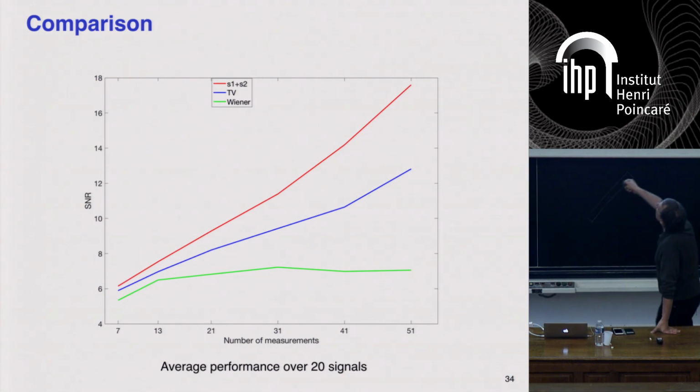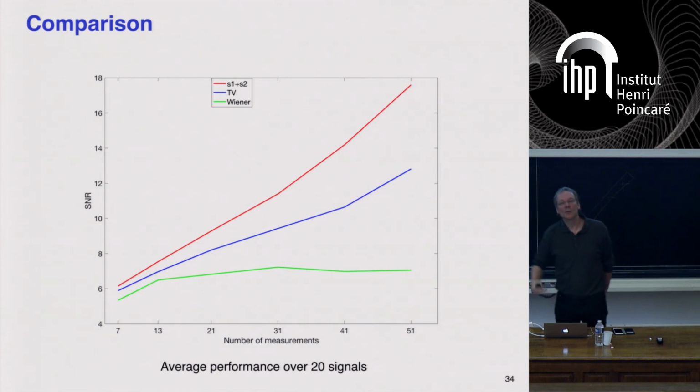Okay, comparison. So we looked at the number of measurements here, signal to noise ratio, and so the hybrid method always works better. So we always beat either TV or Wiener. It's not too surprising, because actually it conforms with the model.